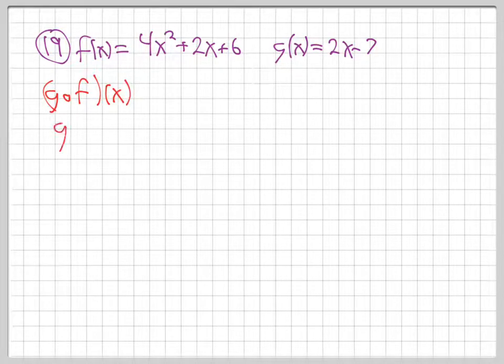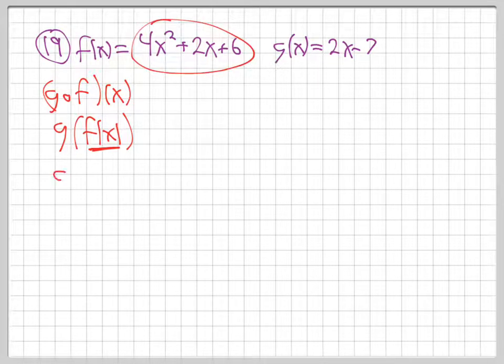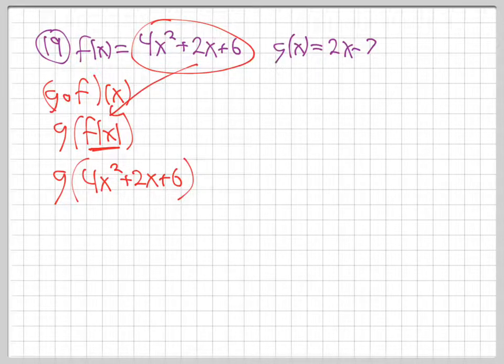Like that. So remember what that means. That means f is inside of g. Notice this one's the other order. The g is on the outside, the f is on the inside, and that order matters. So where do we always start? Inside, right? f of x. What's f of x? All of this. So this will be g of 4x squared plus 2x plus 6. You with me? That's f of x, isn't it? So f of x is inside of g.